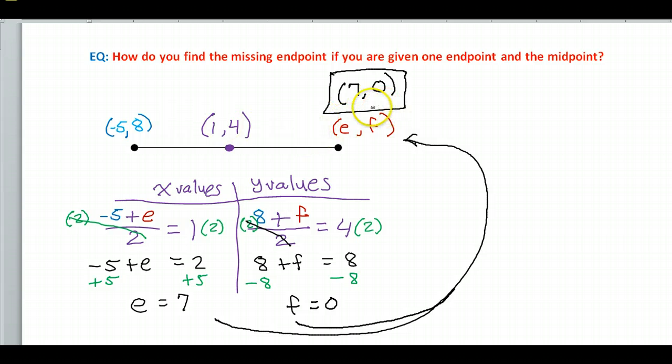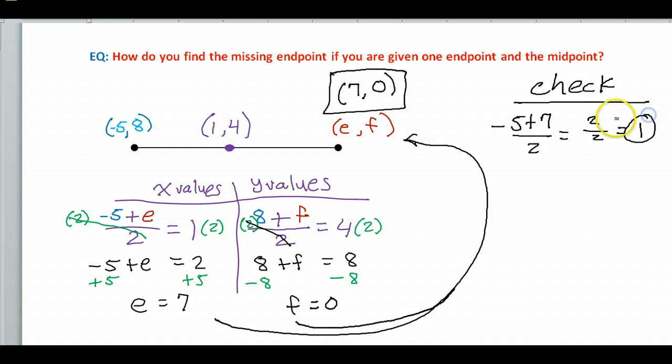Of course, you could check your answer. If you weren't sure, you could check by seeing, if I take the average of these x values, do I really get 1? If I take the average of these y values, do I really get 4? So maybe I should do that off to the side real quick. Check. Let's do the x values. Negative 5 plus 7, divided by 2, since I'm taking the average of the x values. Negative 5 plus 7 is 2, so that's 2 over 2, which does equal 1, which is what we had. So far so good. The x values check out.